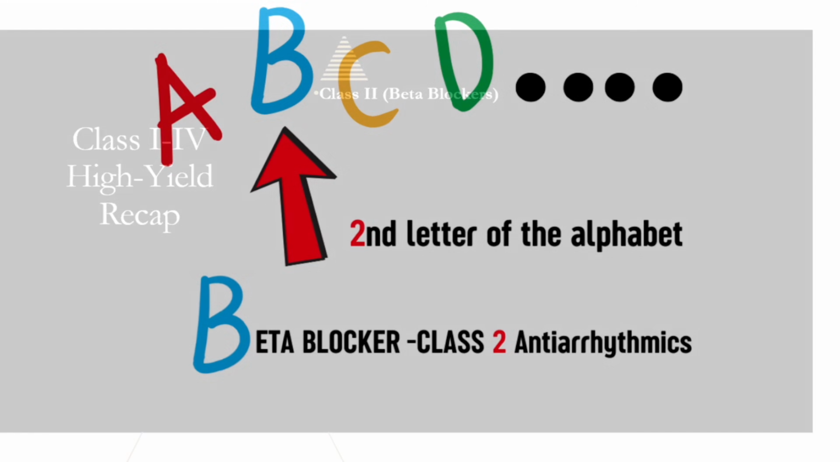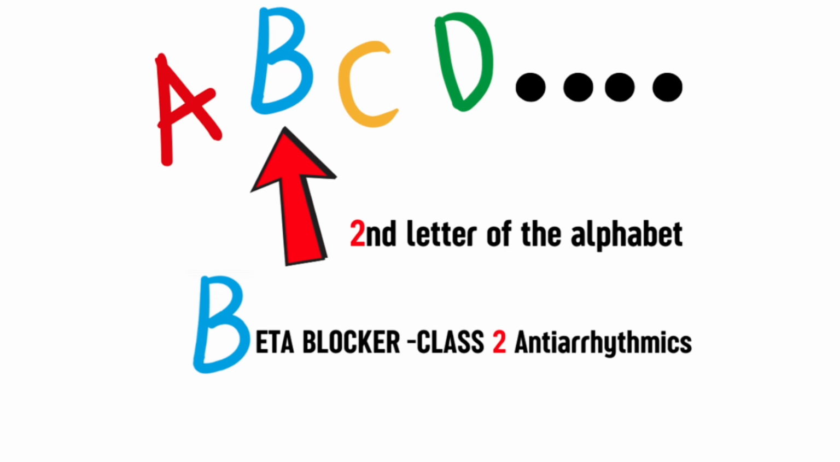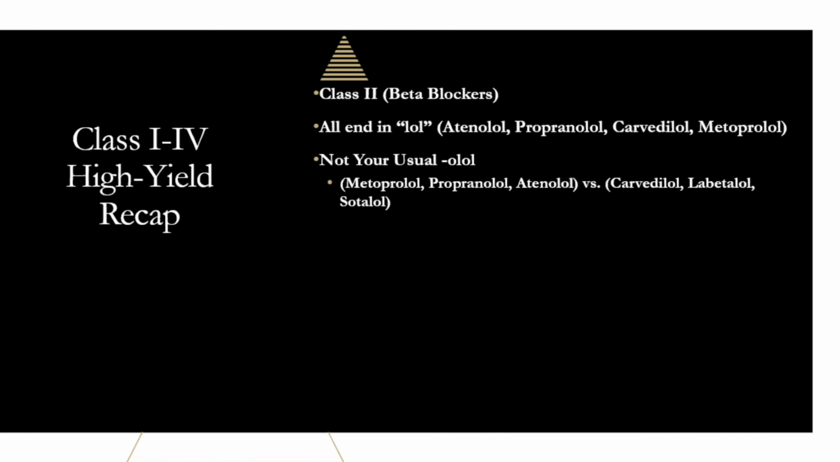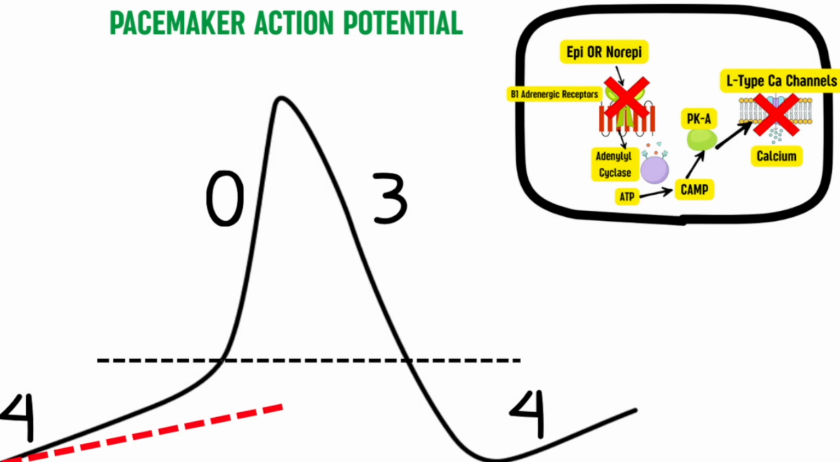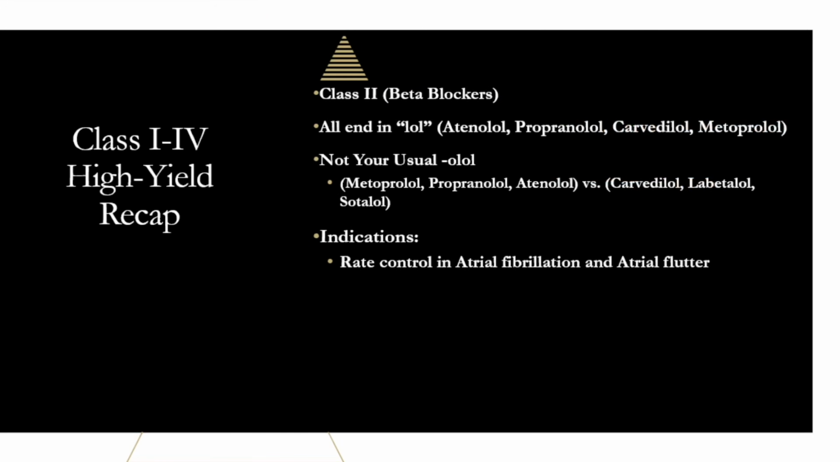Remember, the second letter of the alphabet is B, and beta blockers, which start with a B, are our Class 2 antiarrhythmics. All drugs in this class end in LOL, and most end in OLOL. The ones that don't got something special about them. Beta blockers block epi and norepi from binding to our beta-1 receptors in the heart, decreasing calcium influx and the slope of phase 4. The main indication I would know is for rate control in AFib and aflutter.